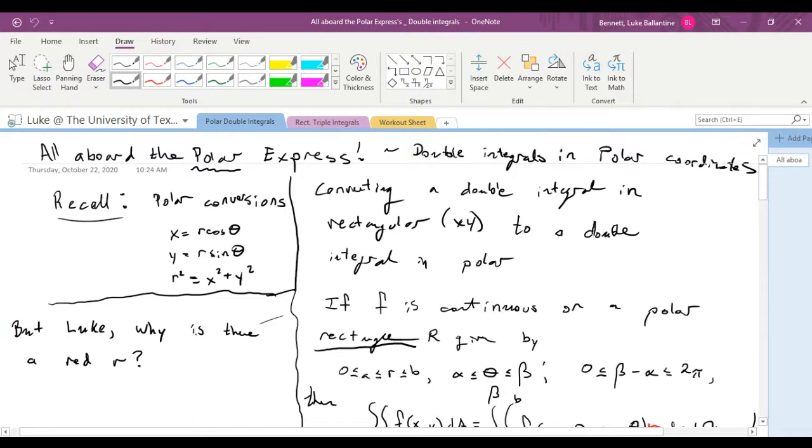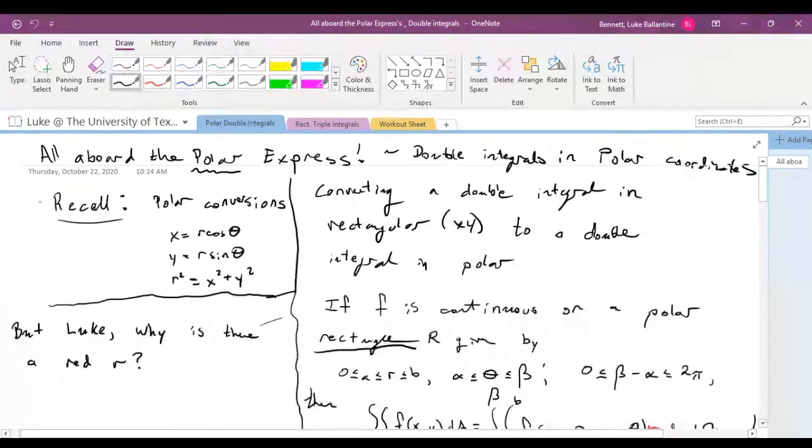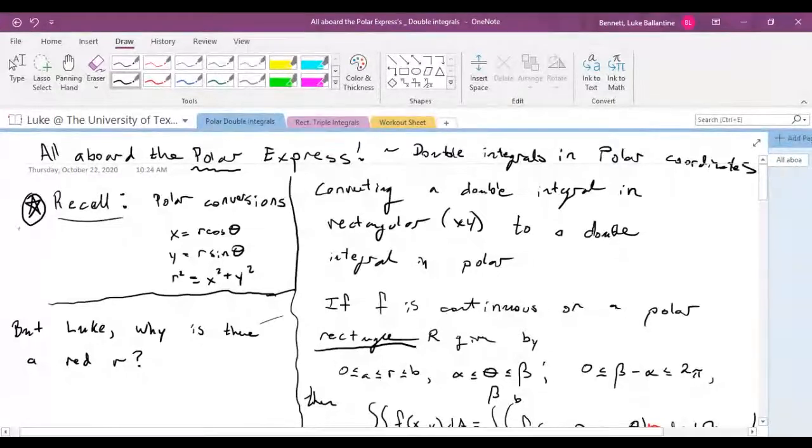So we are going to evaluate double integrals in polar coordinates. Let's first recall our conversions. We did this in Math 2414, and we touched on cylindrical at the beginning of the semester, but polar is just cylindrical in 2 dimensions, or cylindrical is polar in 3 dimensions.